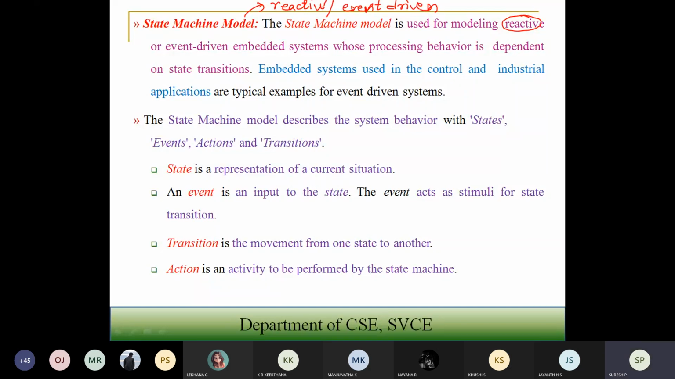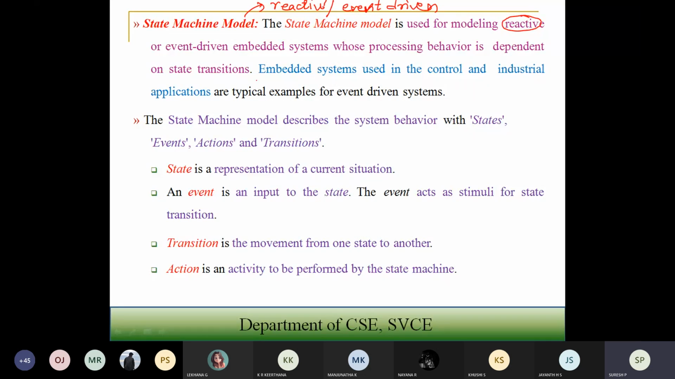So react means depending upon the changes happening in the outside world, your system has to behave. The system behaves depending upon the situation happening outside. Your AC is taken as an example, or the seat belt alarm is the example they have taken here. So due to some event, that particular embedded system has to start working, and the processor's processing behavior has to change. That is totally dependent on transitions.